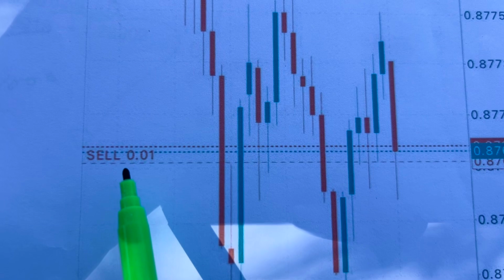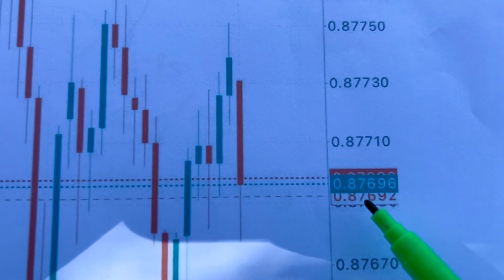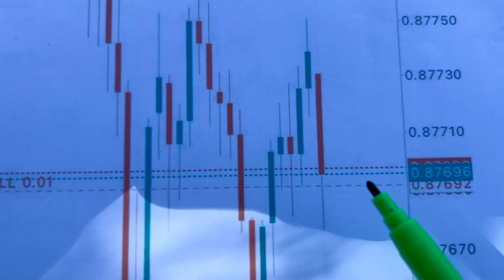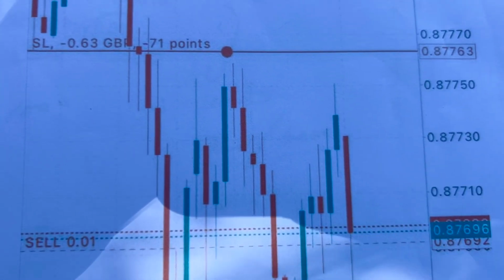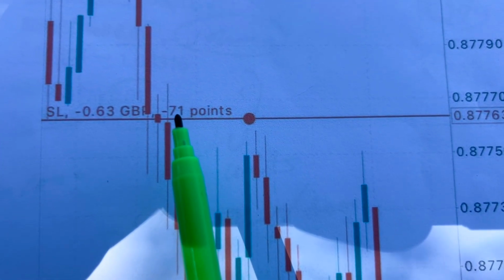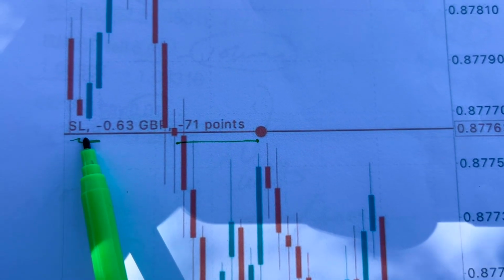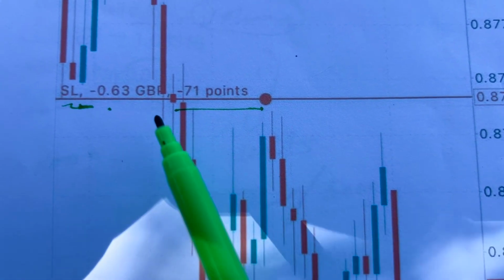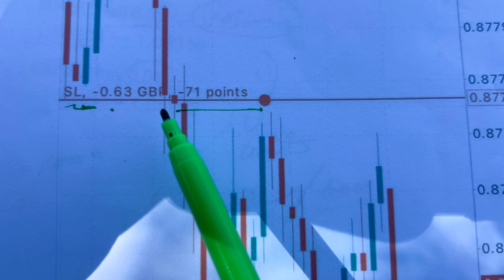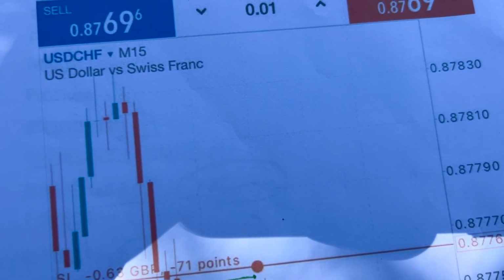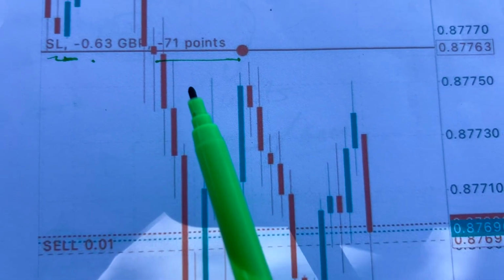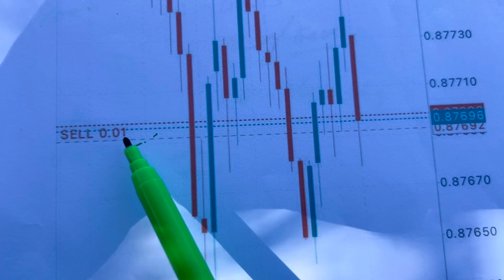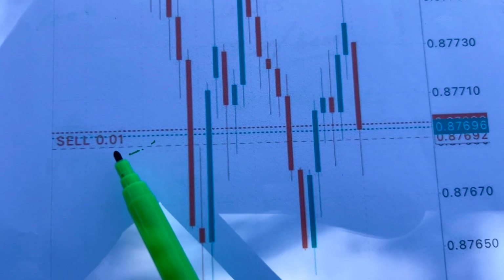You can see here we have a sell of 0.01. The points are derived or counted based on what? Based on the price where you sell or buy, and the price where the market is moving. Now let's make an estimation. You can see that we have 71 points here as our stop loss, because we can see the SL here, where we are losing 0.63 GBP, because the account balance is in GBP. This is USD/CHF. If we take a look at what's happening here, we understand that the value of the point is 0.63 GBP, which is equivalent to what, using the 0.01 lot size.